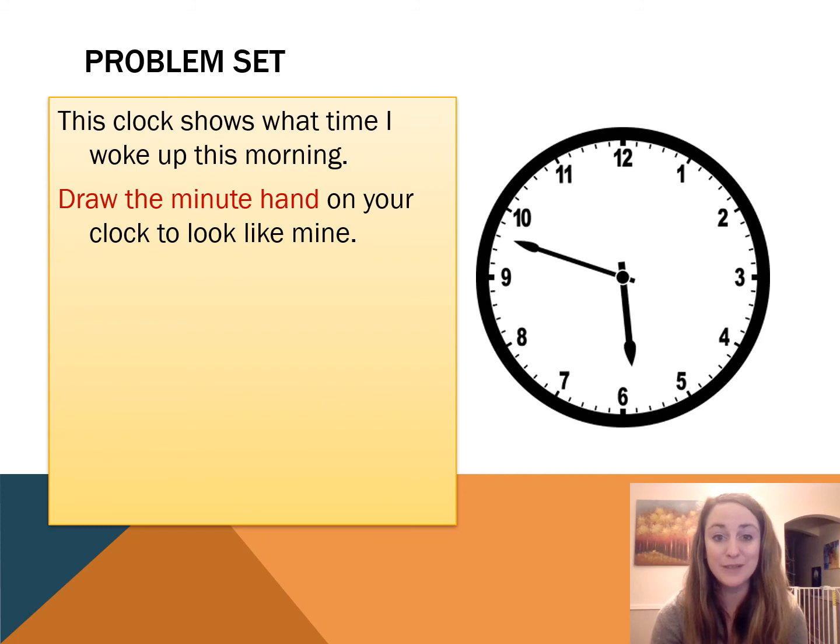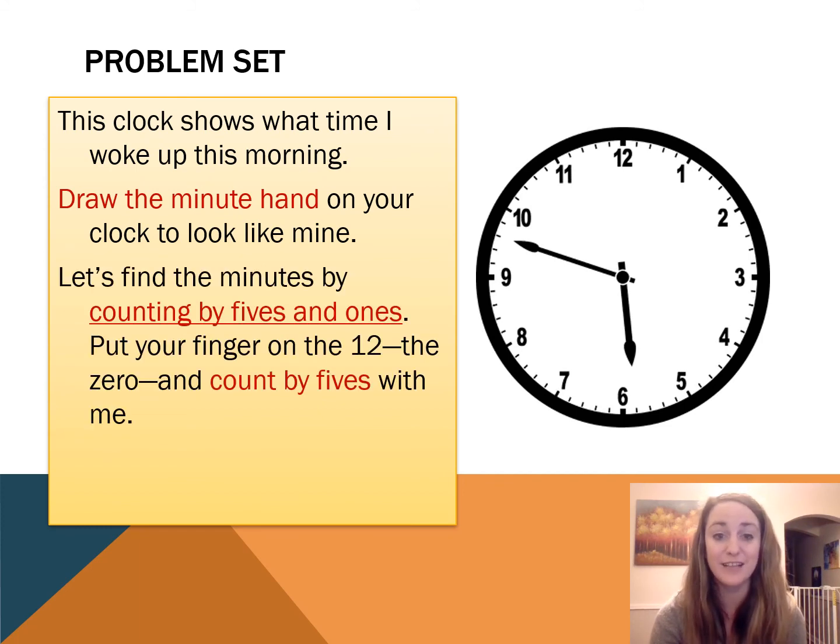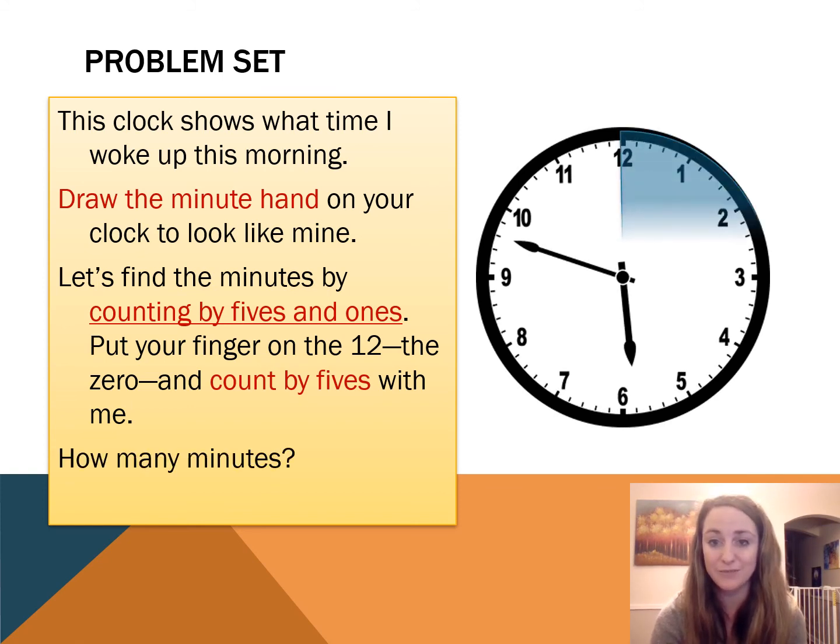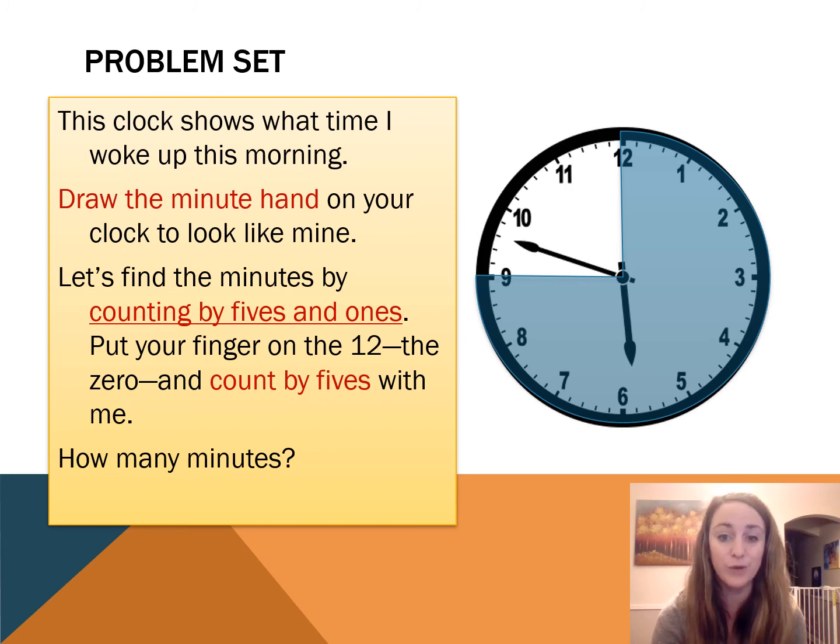The clock shows what time I woke up this morning. Let's draw the minute hand on our clock to look like mine. Let's find the minutes by counting by 5s and 1s. Put your finger on the 12, the 0, and count by 5s with me. 5, 10, 15, 20, 25, 30, 35, 40, 45.